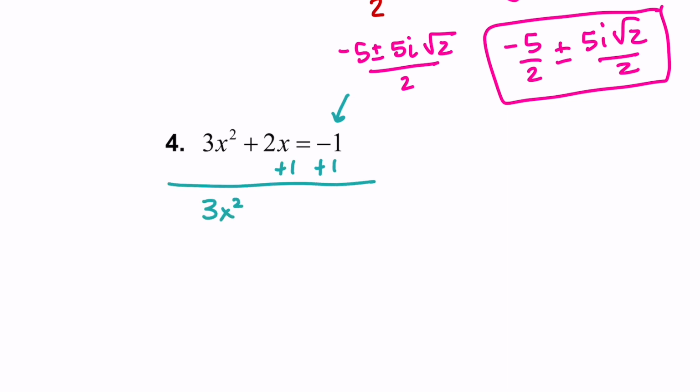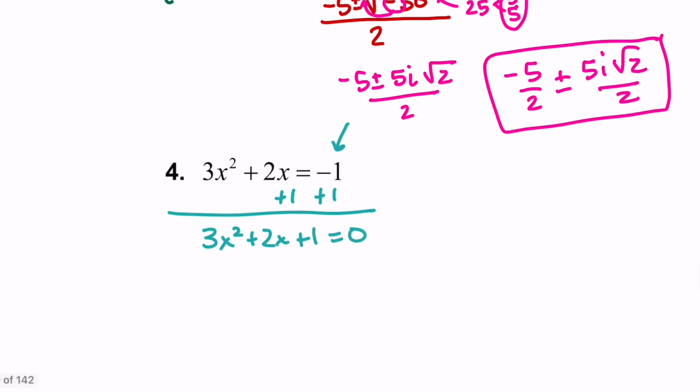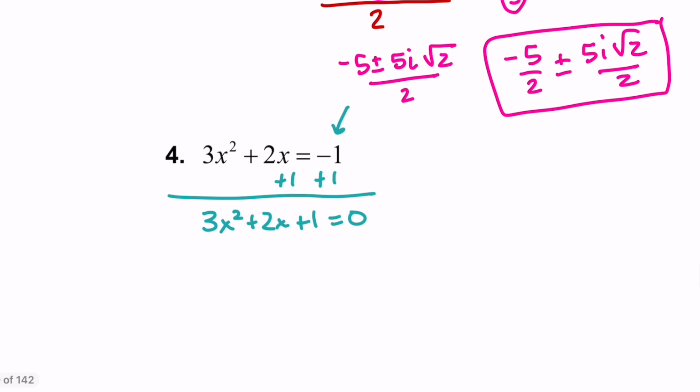3x squared plus 2x plus 1 equals 0. Now I want to check to see if this will factor. I'm going to take the 3 times 1, which gives me 3. I need two things that multiply to 3 and add to 2. I've got 1 and 3 are the only things that multiply to 3.